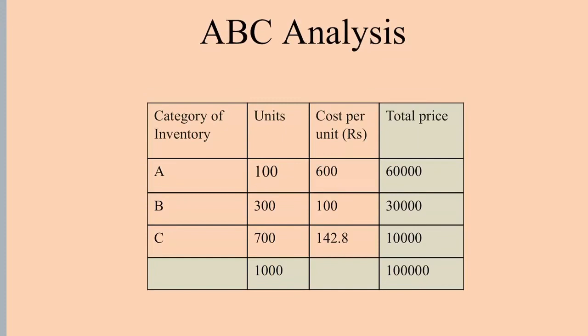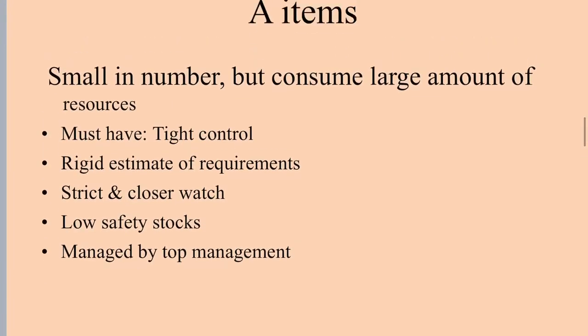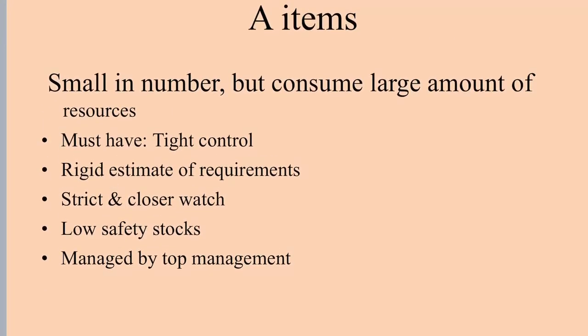This type of classification is ABC analysis. Now what is the purpose of this ABC analysis? We will see further. First, A items के बारे में बात करते हैं. A items are small in number but consume large amount of resources. So all the purpose of classifying item as A item is that it must have a tight control.